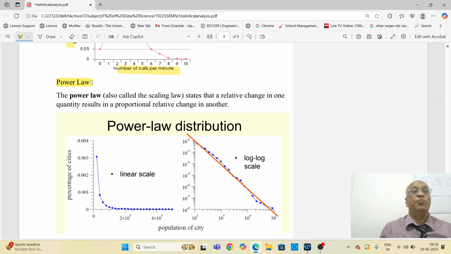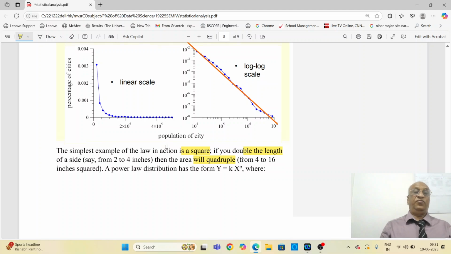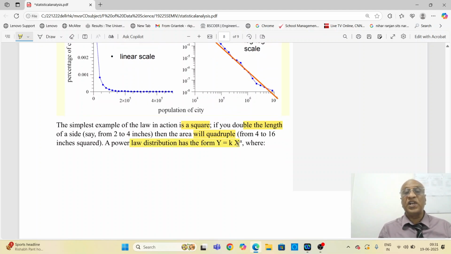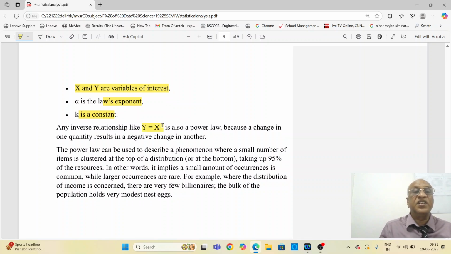Coming to one more statistical distribution, it is called the power law. It is also called a scaling law. It indicates that a relative change in one quantity results in a proportional relative change in another. For example, take squares: if you double the length of a side, the area will quadruple. A power law distribution has the form y equals k x to the power of alpha, where alpha is the law's exponent, k is the constant, and x and y are the variables of interest. The inverse relationship is also true, that is y equals x to the power of minus 1. This is also a power law because there will be a negative exponent change.